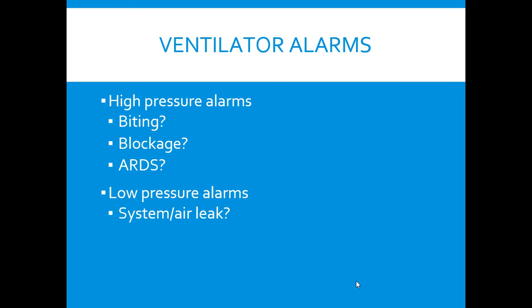Low pressure alarms, know this as well. It's usually a system issue or air leak. It indicates that the pressure in the ventilator circuit has dropped. So low pressure alarms are usually caused by a leak or disconnect. Usually the patient, if they're not sedated enough, will disconnect the tube. Hopefully they have not self-extubated. This can also include a leak at the site where the tracheostomy tube enters the neck, and that can happen.